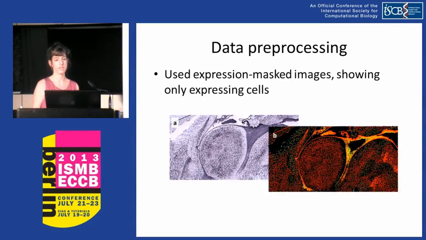So before we delve into our work pipeline, I'll just quickly mention that we didn't use the images as you saw them before. We used images that were masked by an algorithm to show only expressing pixels. And these images are also available for download at the Allen website. So using these images eliminates quite a lot of noise in our data, because we're only interested in the expression itself.